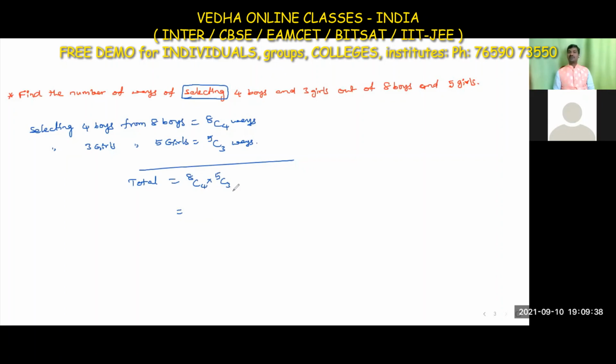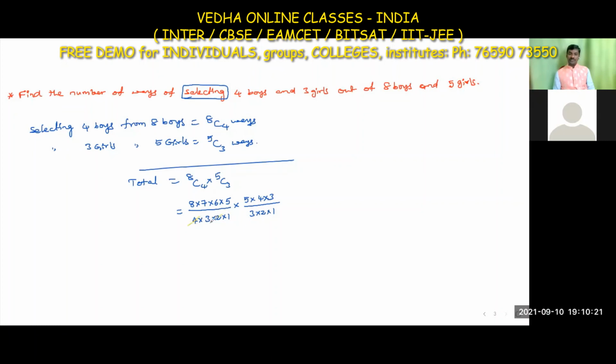What is 8C4? What is 5C3? Simplify here. 8 into 7 into 6 into 5. Up to 5 we are writing, meaning 4 numbers. In 8C4, the R value is 4, so 4 numbers in descending order divided by 4 factorial, 4 into 3 into 2 into 1. Then 5C3, same way: 3 numbers in descending order, 5 into 4 into 3, divided by 3 factorial, 3 into 2 into 1. Now the simplification part.